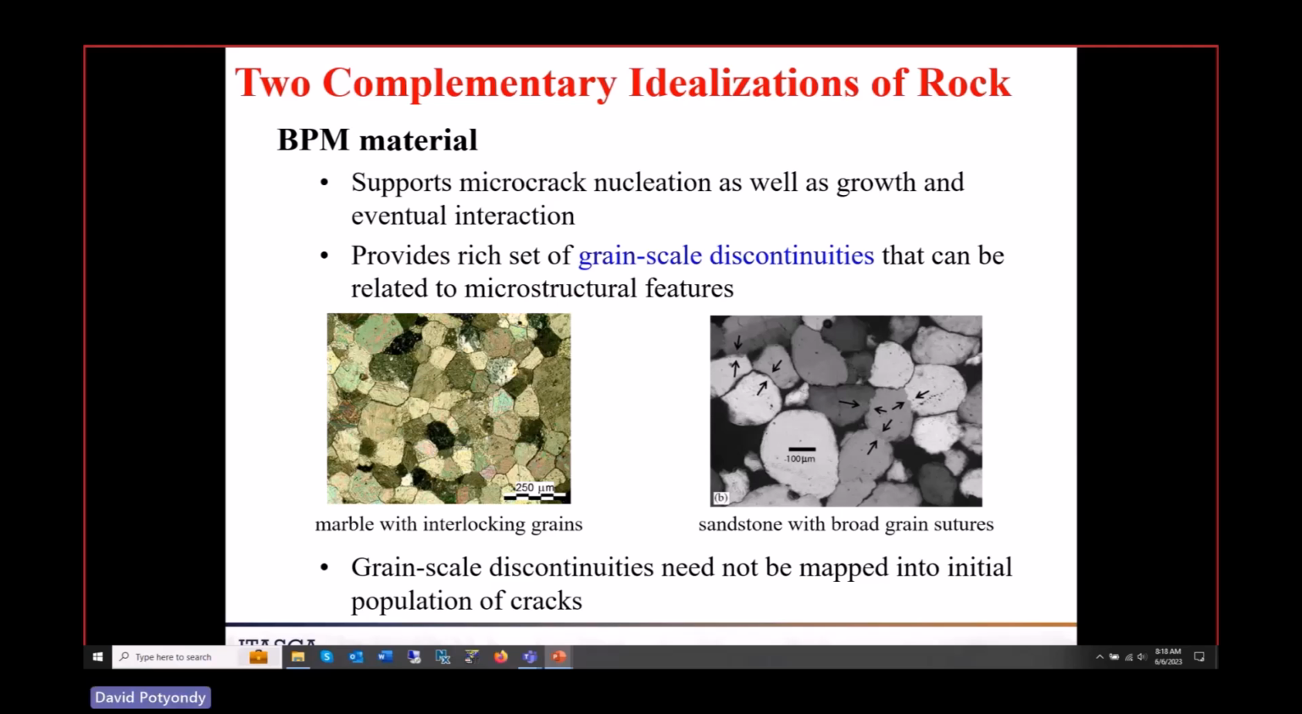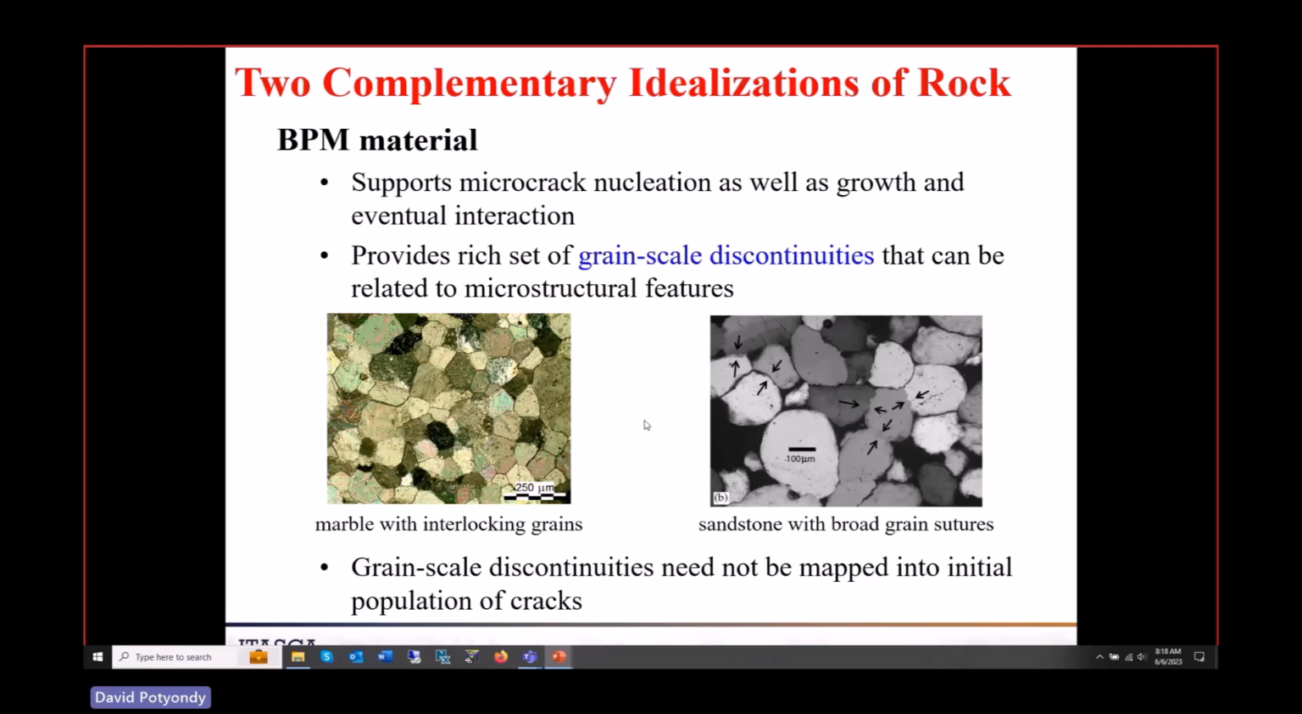In the LEFM system, you have these two rocks with two radically different microstructures, but if you want to model them, you have to come up with an equivalent set of cracks and their orientations in a linear elastic body. Okay, whereas in a bonded particle system, you can directly mimic these microstructures.